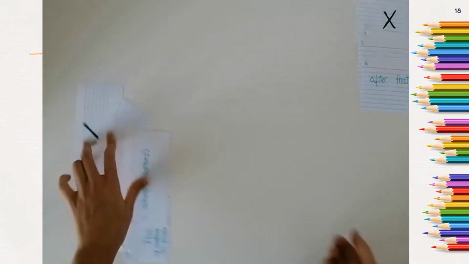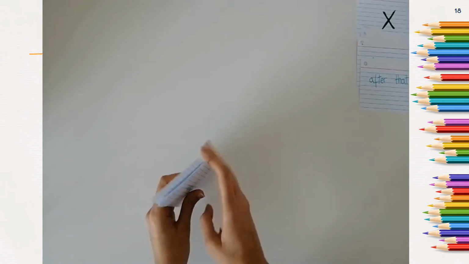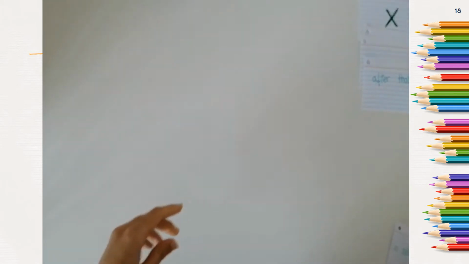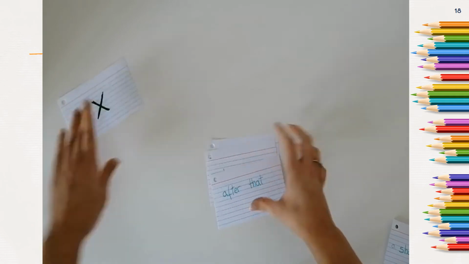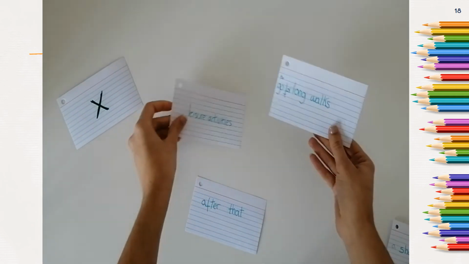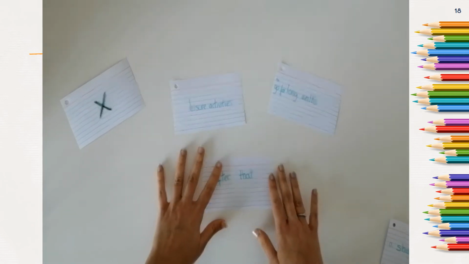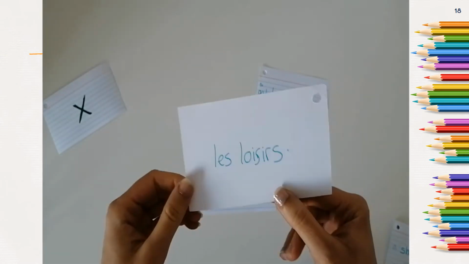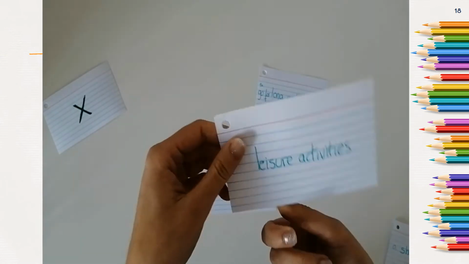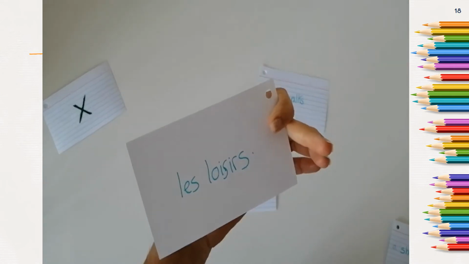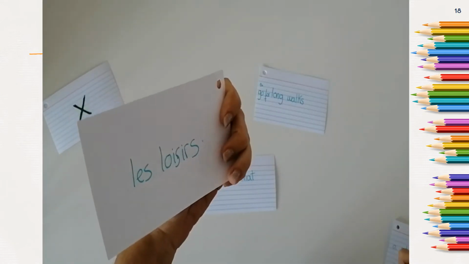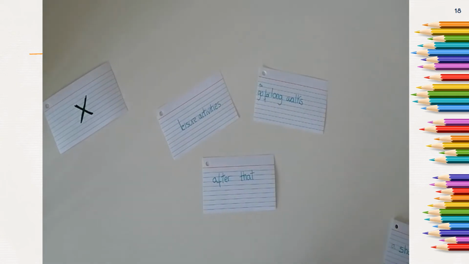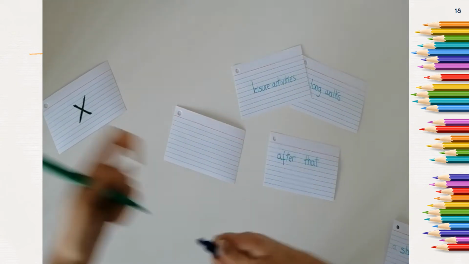Once you get all of them right, you can just move them away and forget about them. And we're going to revise a little bit with the 3 words that I'm not sure about. How do I revise? Well, I can just take a piece of paper or a whiteboard and have a look at the words and just copy them a few times. So, for example, leisure activities, les loisirs. Leisure activities, les loisirs.